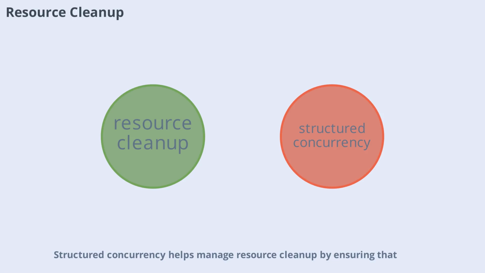easy to read. Structured concurrency helps manage resource cleanup by ensuring that all coroutines within a scope complete or are canceled together. This automatic management prevents leaks and ensures that resources like memory and file handles are released properly.